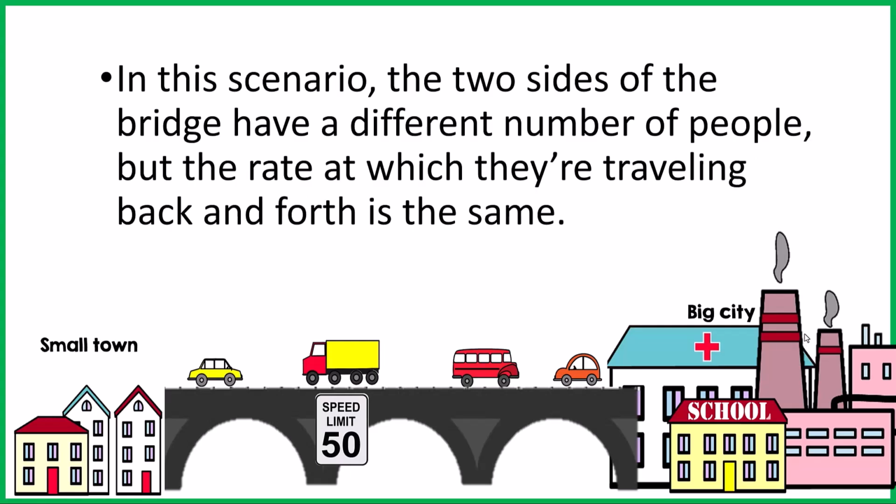In this scenario, the two sides of the bridge have a different number of people, but the rate at which they're traveling back and forth is the same. So we've got a small town over here, which may be a small amount of reactants, and we've got a big city over here, which could represent a large amount of product. It doesn't matter that these are two different sizes. What matters is that the traffic is moving at the same rate in between. So the reaction is occurring at the same rate forward and backward, even if the amounts are different.